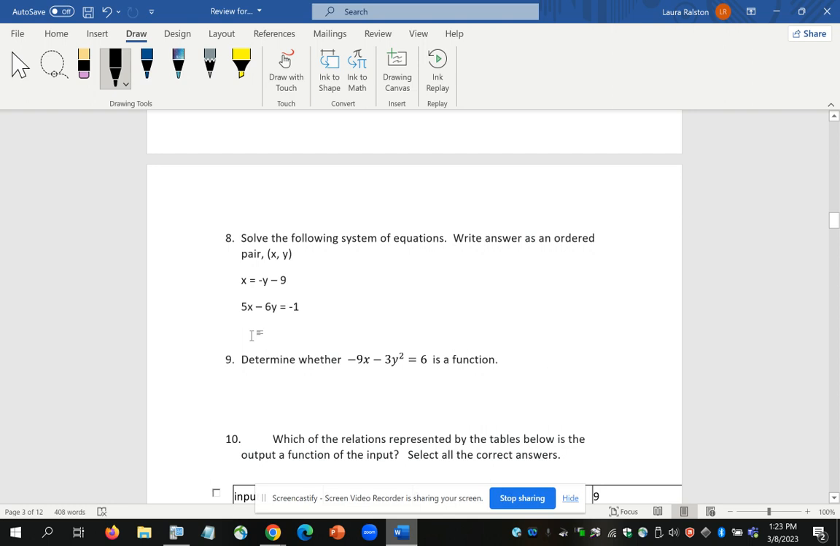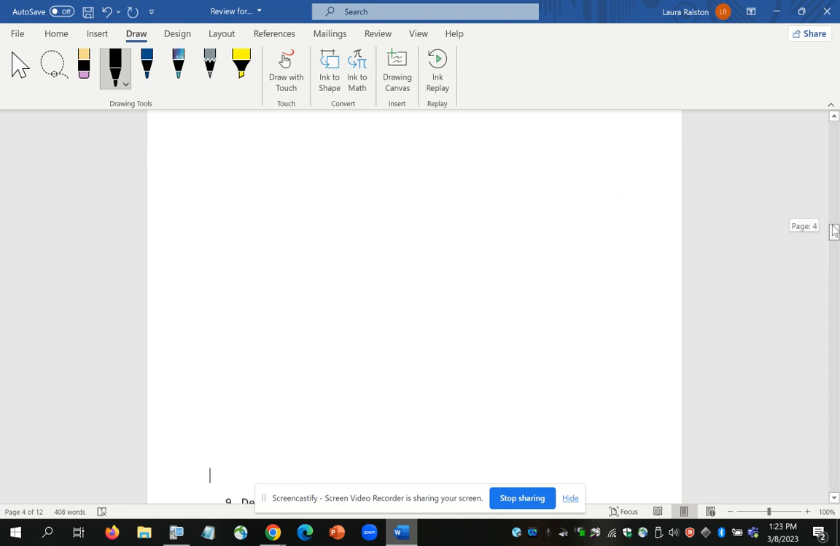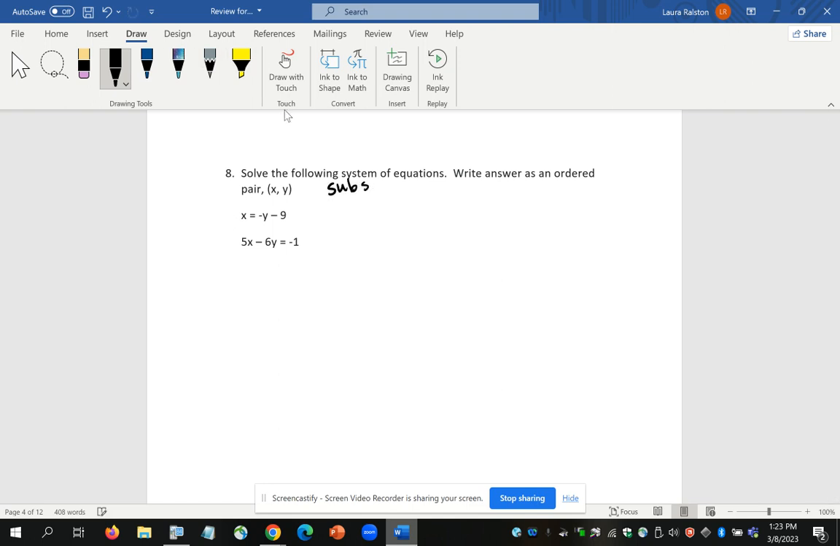The next question says, solve the system and write the answer as an ordered pair. When I look at this particular problem, I noticed that the first equation is already solved for x. So I'm going to use the substitution method to solve this one, since the top equation is already solved for x. So I would take the first equation and substitute it into the bottom equation, so that I have 5 times negative y minus 9, minus 6y equals negative 1.